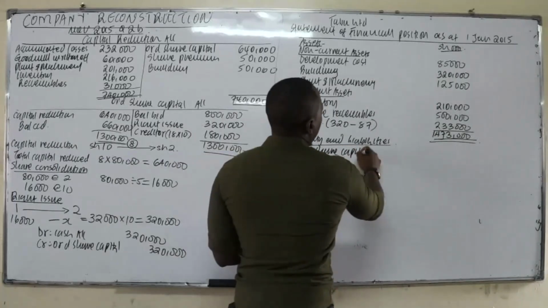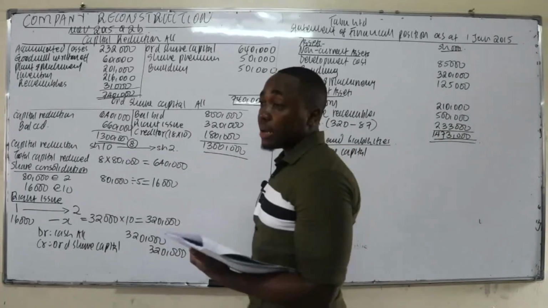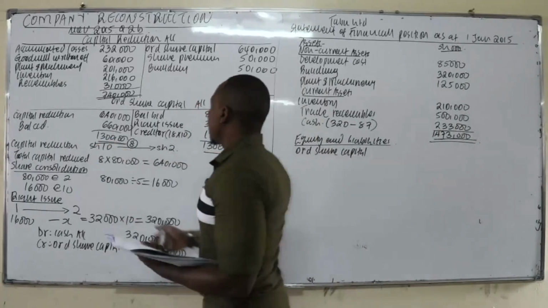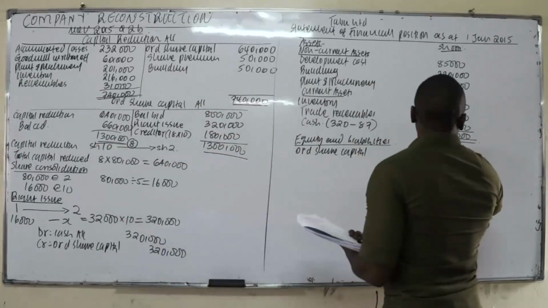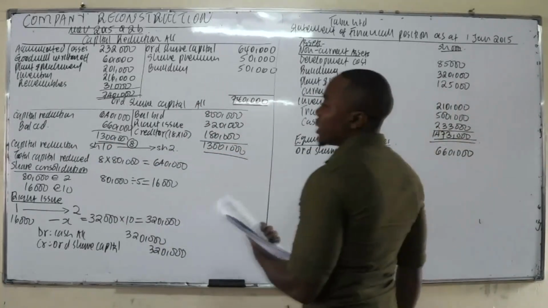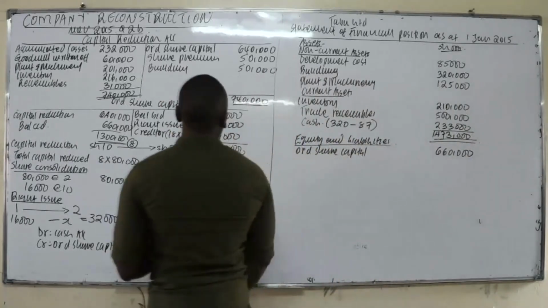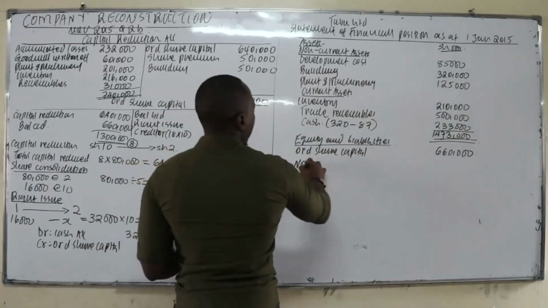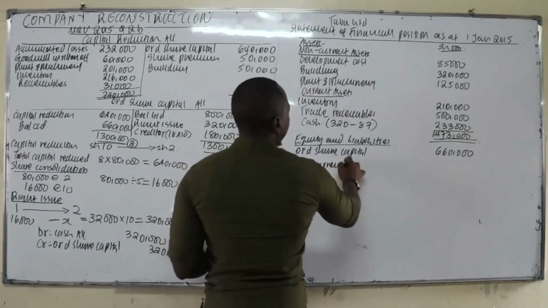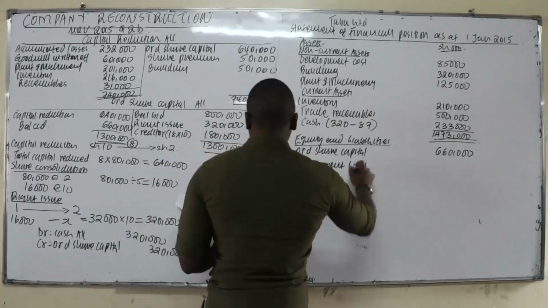Equity and liability. For the equity and liability, we have the ordinary share capital. For the ordinary share capital, you take the adjusted amount, the balance carried down, which is 660. Share premium was written off. Then we have non-current liability. Did you have any non-current liability or was it current liability?